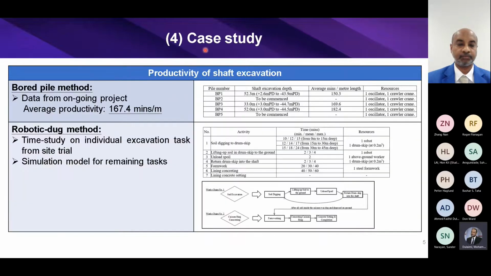Our case study has two aims. The first is to benchmark the excavation productivity of the robotic excavator. The second one is to compare the productivity of shaft excavation between the bore pile method and the robotic dug method. The productivity of the bore pile method for the case study is recorded from an ongoing building project in Hong Kong. The productivity is about 167 minutes per meter in depth.